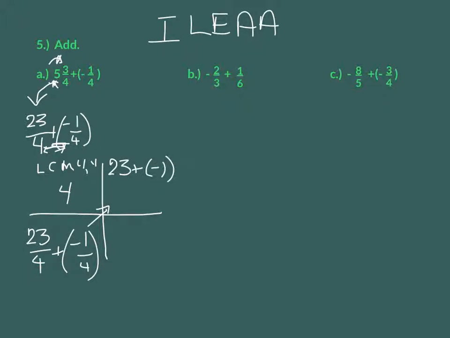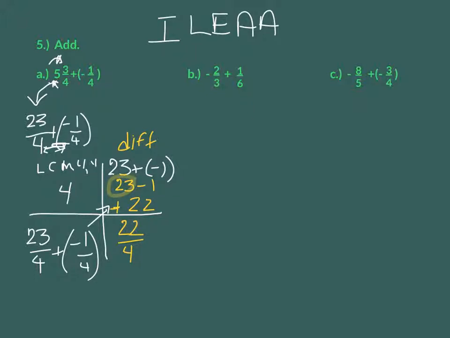It's really important that you don't forget the negative, because right now our rules say to find the difference, because these signs are different. The absolute values of 23 and negative 1 are 23 and 1. Finding the difference of 23 minus 1 is 22. The absolute value that's larger is 23, and that was a positive, so my answer is going to be positive. So positive 22 drops right down to here, and that's 22/4.